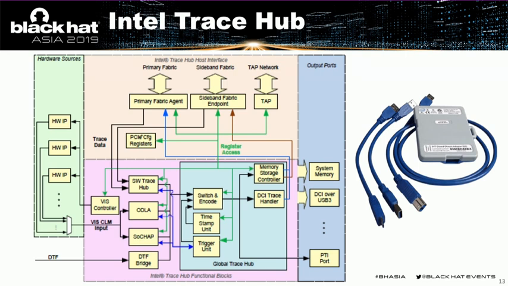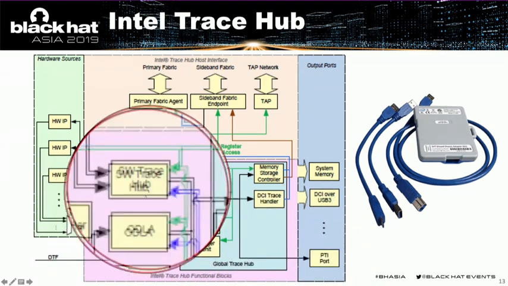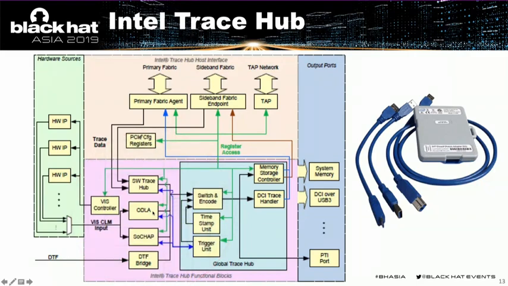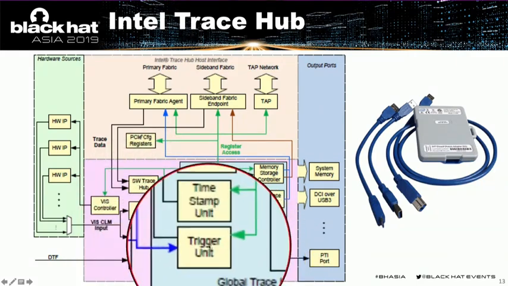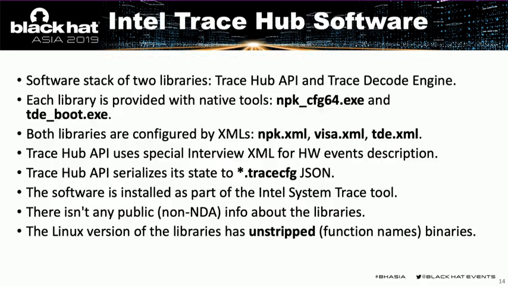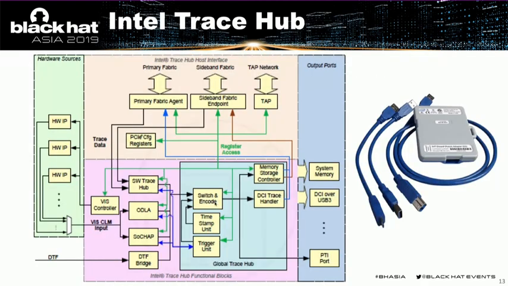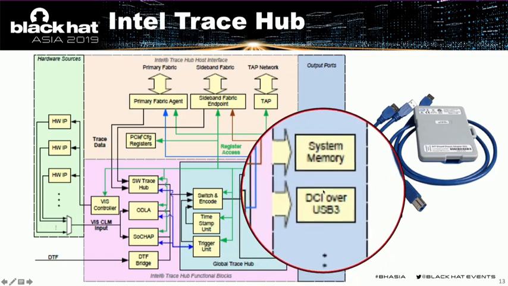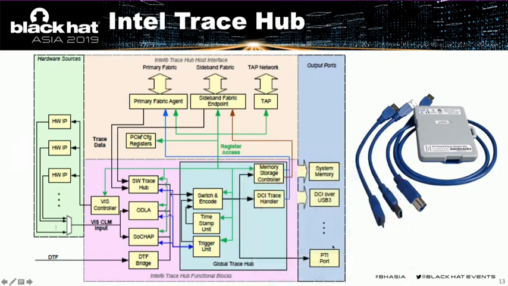In public, you can find one of the earliest developers' manuals for Intel Trace Hub, where you can find the following scheme, depicting all of its internal components. Besides ODLA, VISA, and SoCHAP, there is a special unit called Global Trace Hub, collecting data from various trace sources and sending it to system memory, the direct connect interface, and the parallel trace port.